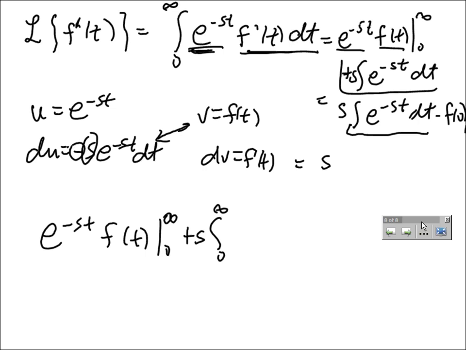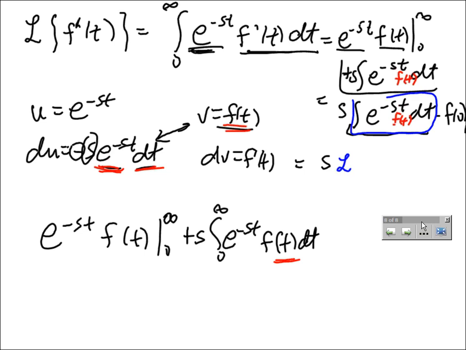The s I'll put in front, and we have e to the negative st times f of t dt. How you multiply these three things is up to you. I did this times that times that. So where's my sloppy mistake? I forgot to put f of t there. Okay, so there it is. Now this integral is the Laplace of f of t, minus f of 0.